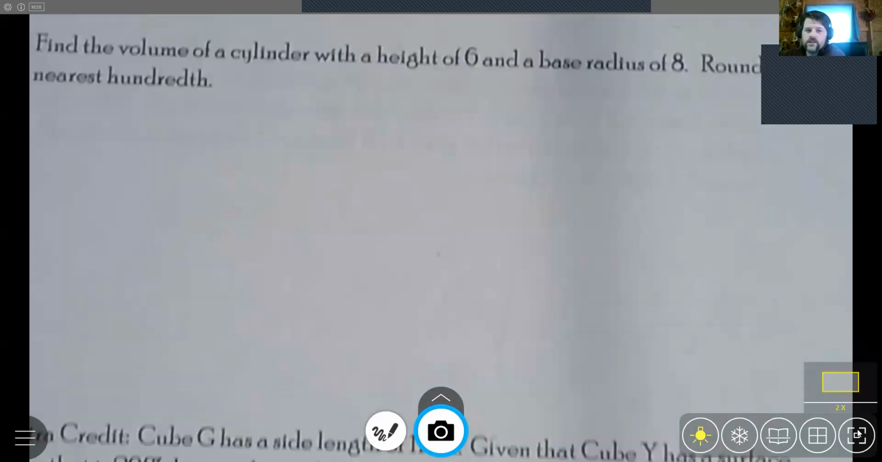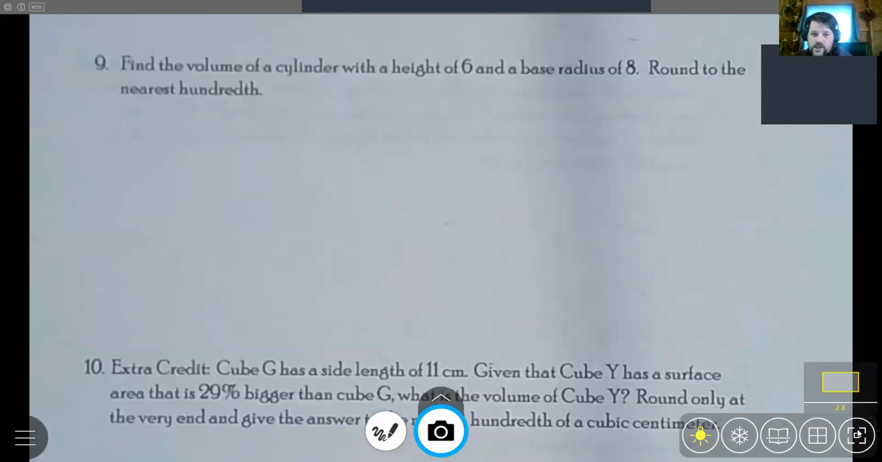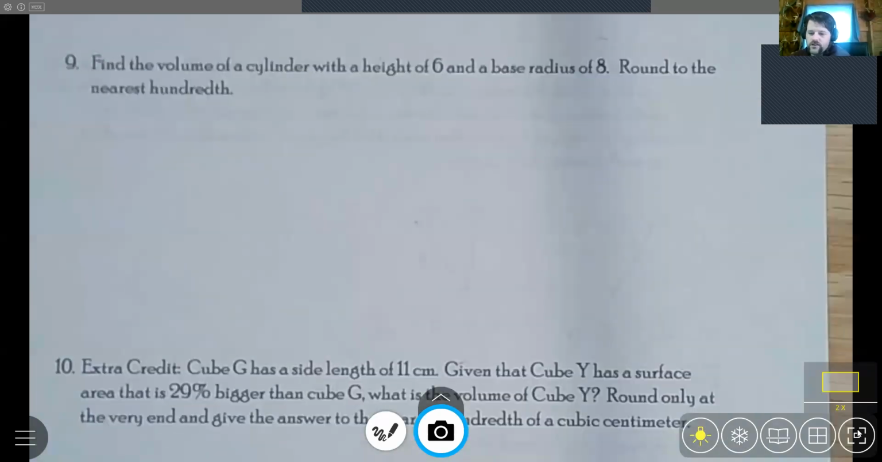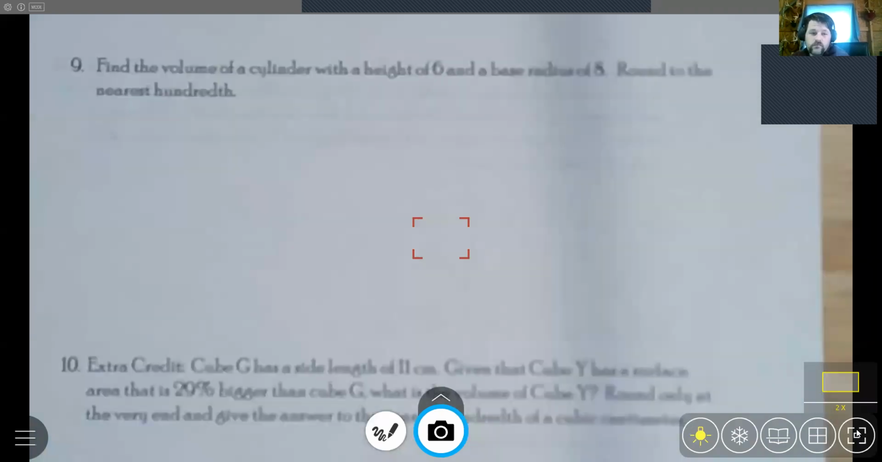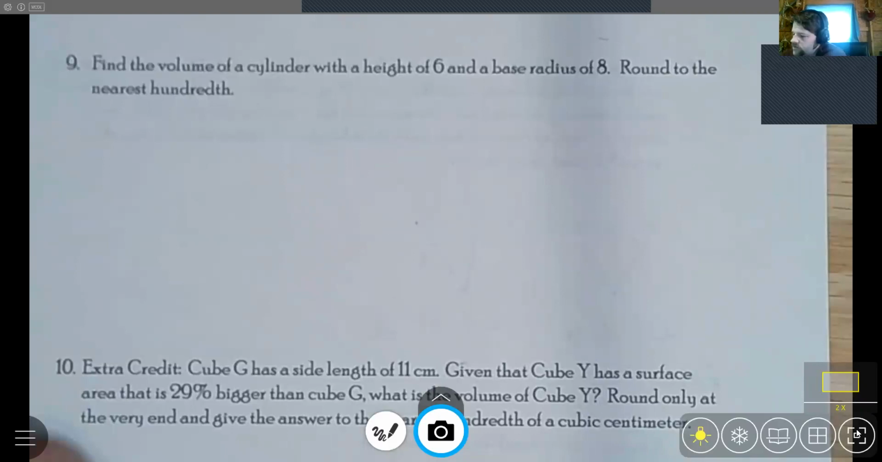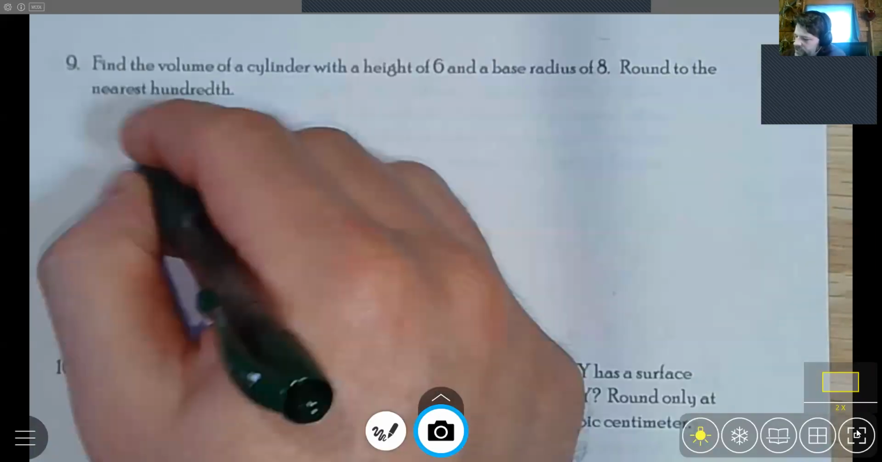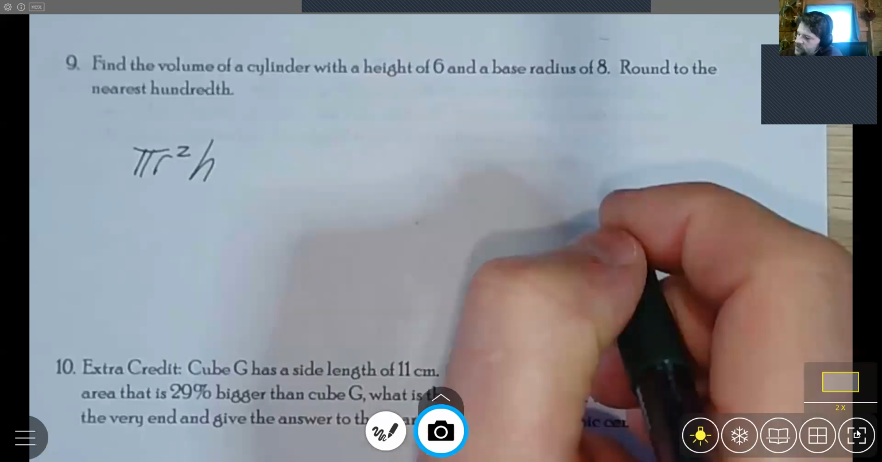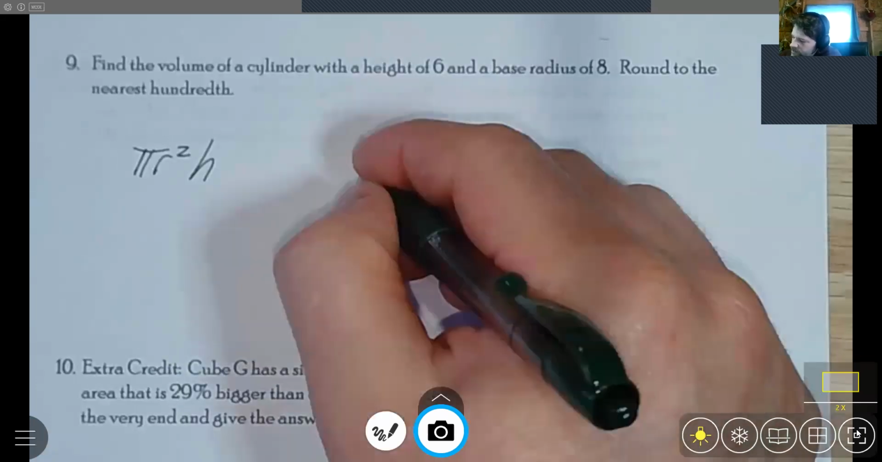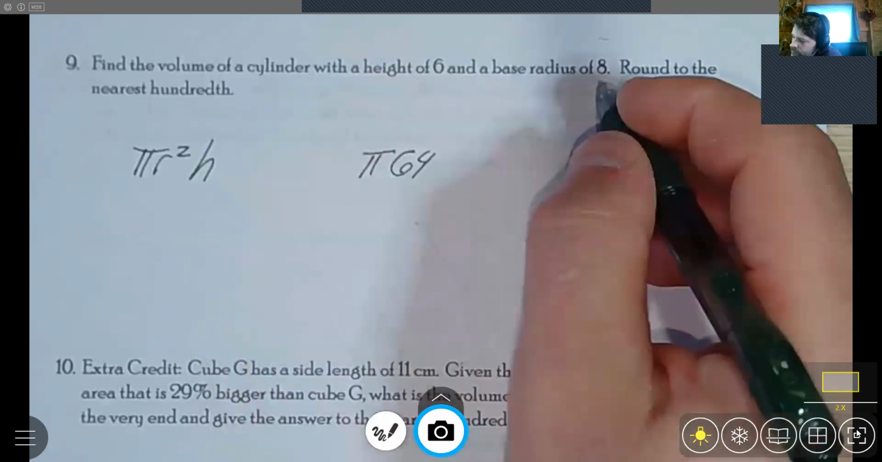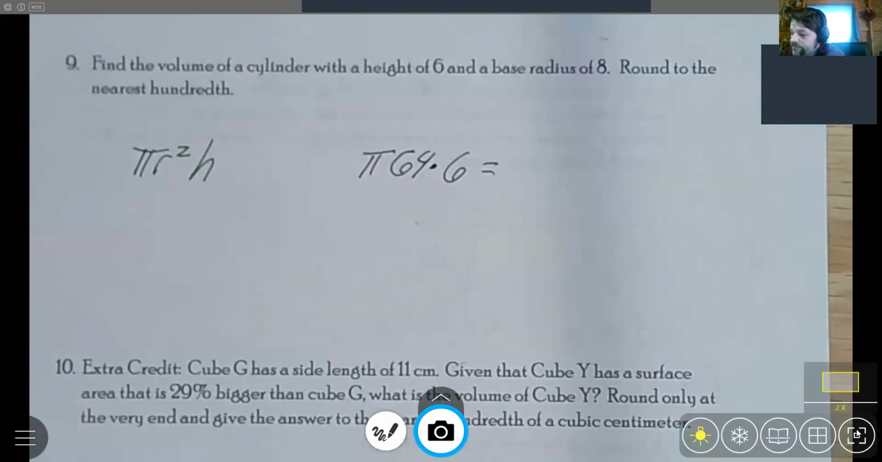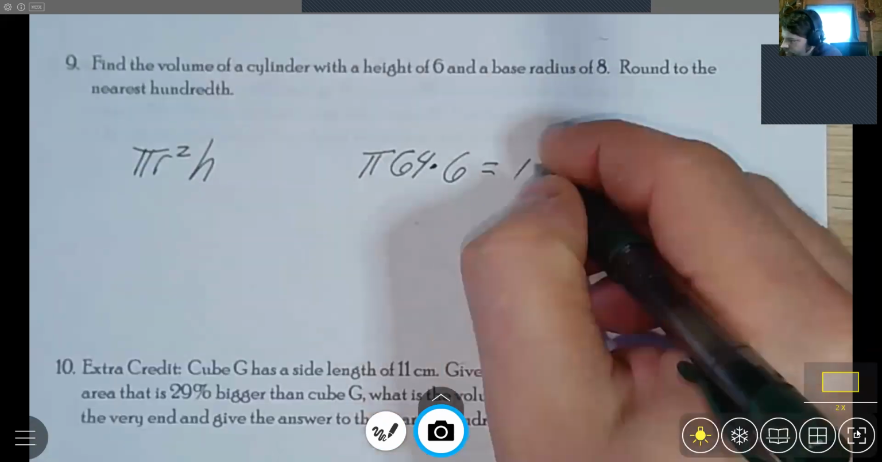Just a couple more here. Find the volume of a cylinder with a height of 6 and a base radius of 8, round to the nearest hundredth. So the volume of a cylinder is pi r squared h. And so you got a height of 6 and a base radius of 8. So pi times 64, that's 8 squared, times 6. And you get 1206.37.